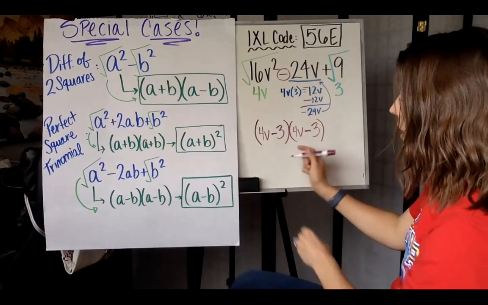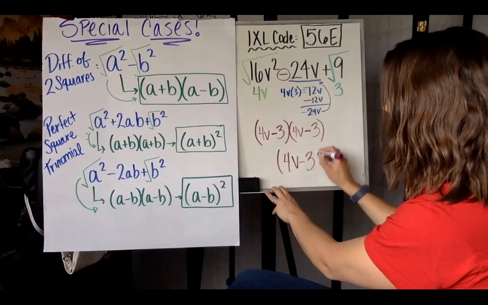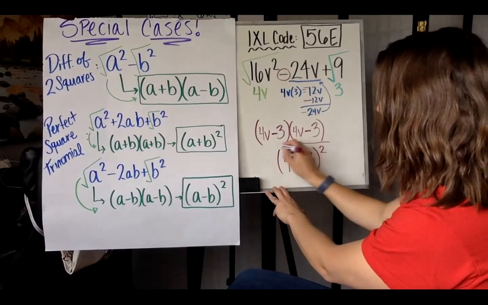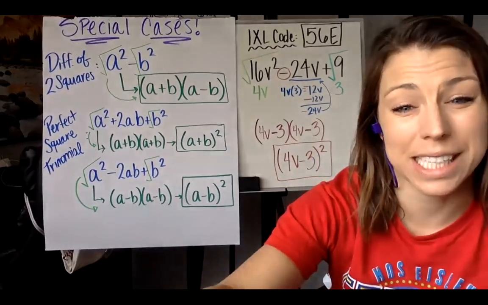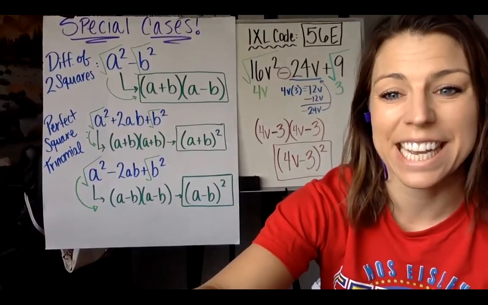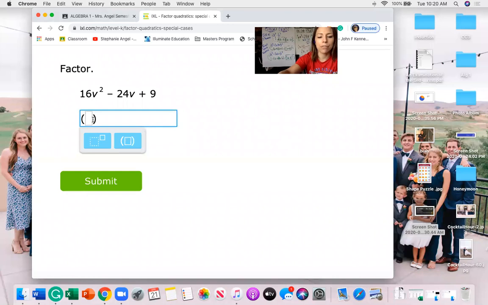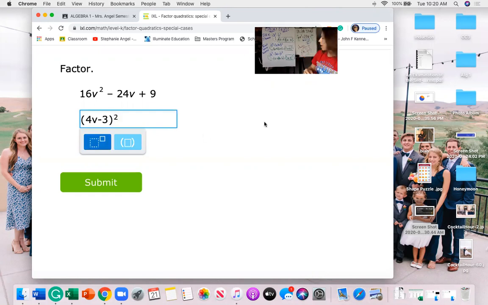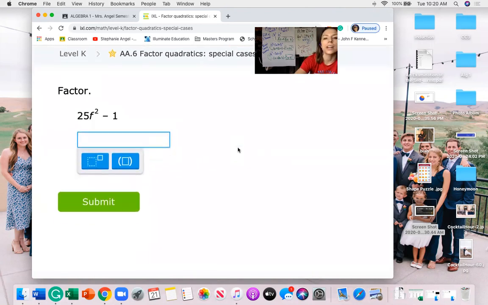Well, we know 4v minus 3 times 4v minus 3 is just 4v minus 3 squared. All right, but there's only one way to see if we actually did that correctly. So let's see what IXL says. I'm going to write it as 4v minus 3 squared. Let's see if it lets me do it. Is that what I got? 4v minus 3 squared. Yay, and we got it right. Okay, on to our next one.